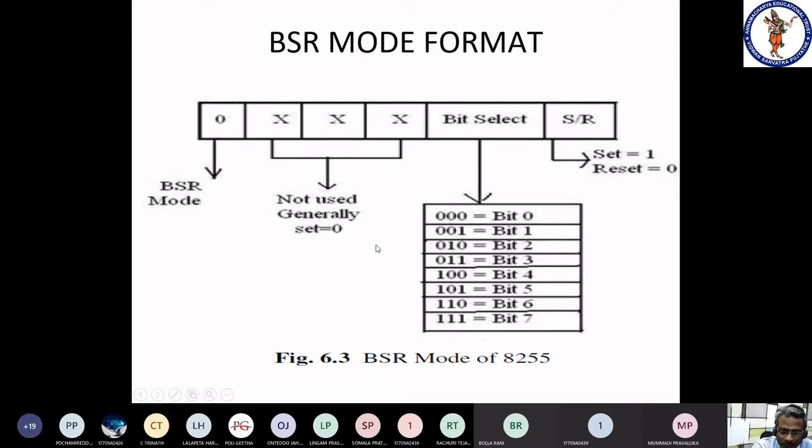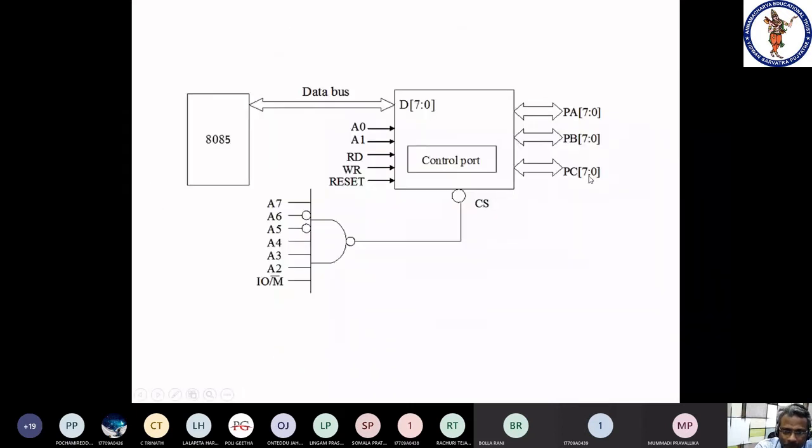So this is the importance of the format. This is only for setting or resetting port C bits only. We can't use port A or port B. Okay, so that is about the BSR mode of operation of 8255.